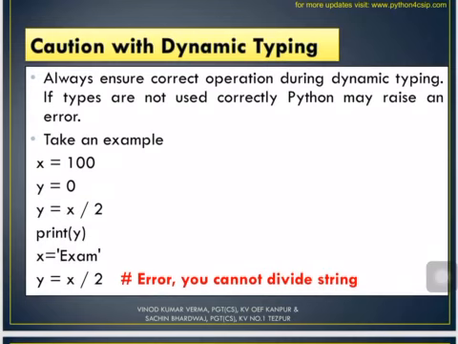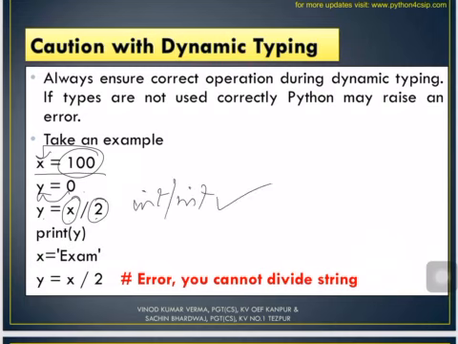Now, a caution with dynamic typing: you have to be a little careful while using the concept of dynamic typing. Let us come to the example straight away. In the beginning I said x is equals to 100, fine, I am assigning an integer value to the variable x. Then I said y is equals to 0, again fine, we are assigning 0 to y. Now if I say y is equals to x divided by 2, this is an integer value and this is again an integer value, so we are dividing integer by integer, perfectly valid. Print y, it will give you an output. Now in the next statement, if I say x is equals to "exam", earlier x was holding the integer value, now in this statement x is holding the string value.